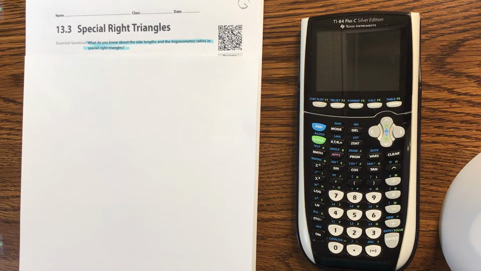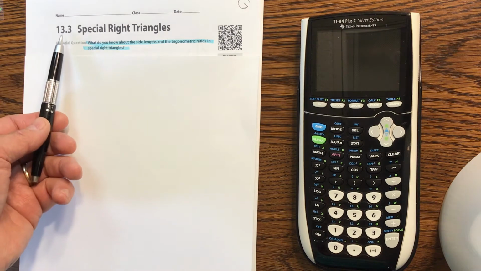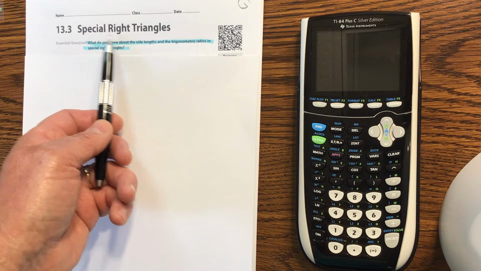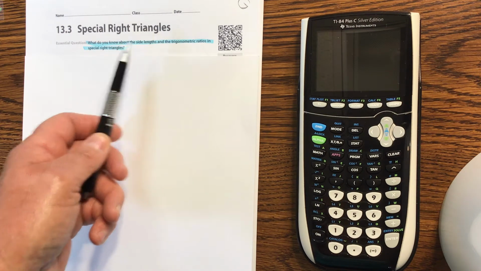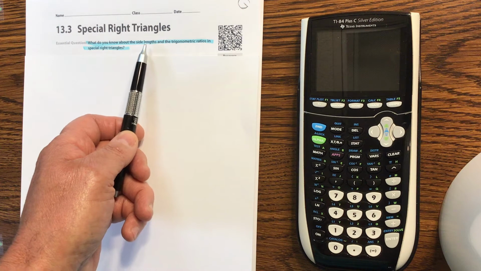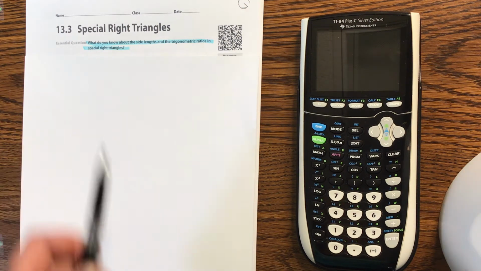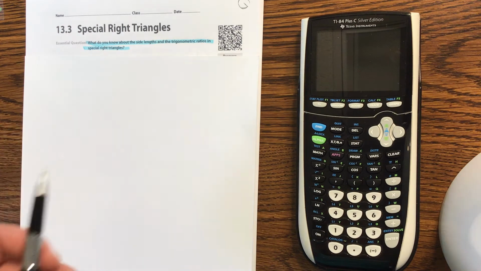Good morning, geometry. Today's video deals with section 13-3, looking at special right triangles, and there are two of them. So the essential question is, what do you know about the side lengths and the trig ratios in special right triangles?